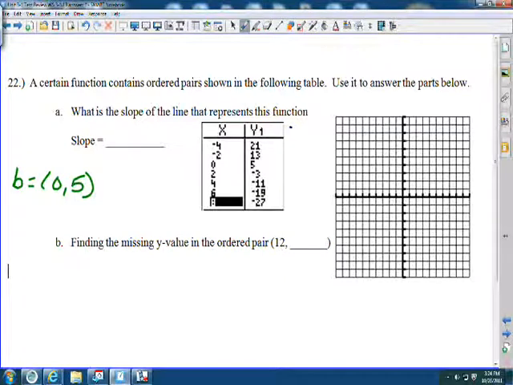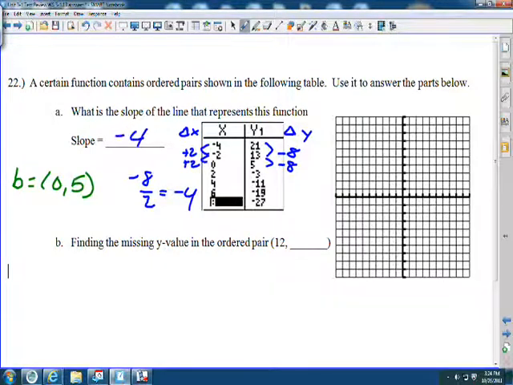Let's find delta y, the change in y right here, minus 8. Minus 8. Those will work. Delta x, plus 2, plus 2. So I have negative 8 over 2, which is negative 4. So there's my slope. Now I'm going to write my equation. Y equals negative 4x plus 5.